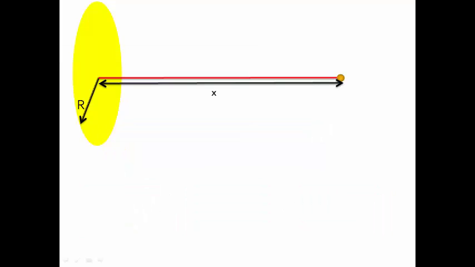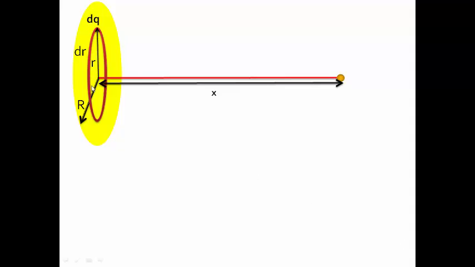So in this case, since we have the disk, we shall select the tiny element as a ring. We have already derived an expression for ring. The link for that video is available in the description. Now this ring will have radius small r having charge dq distributed over it and has a thickness of dr.